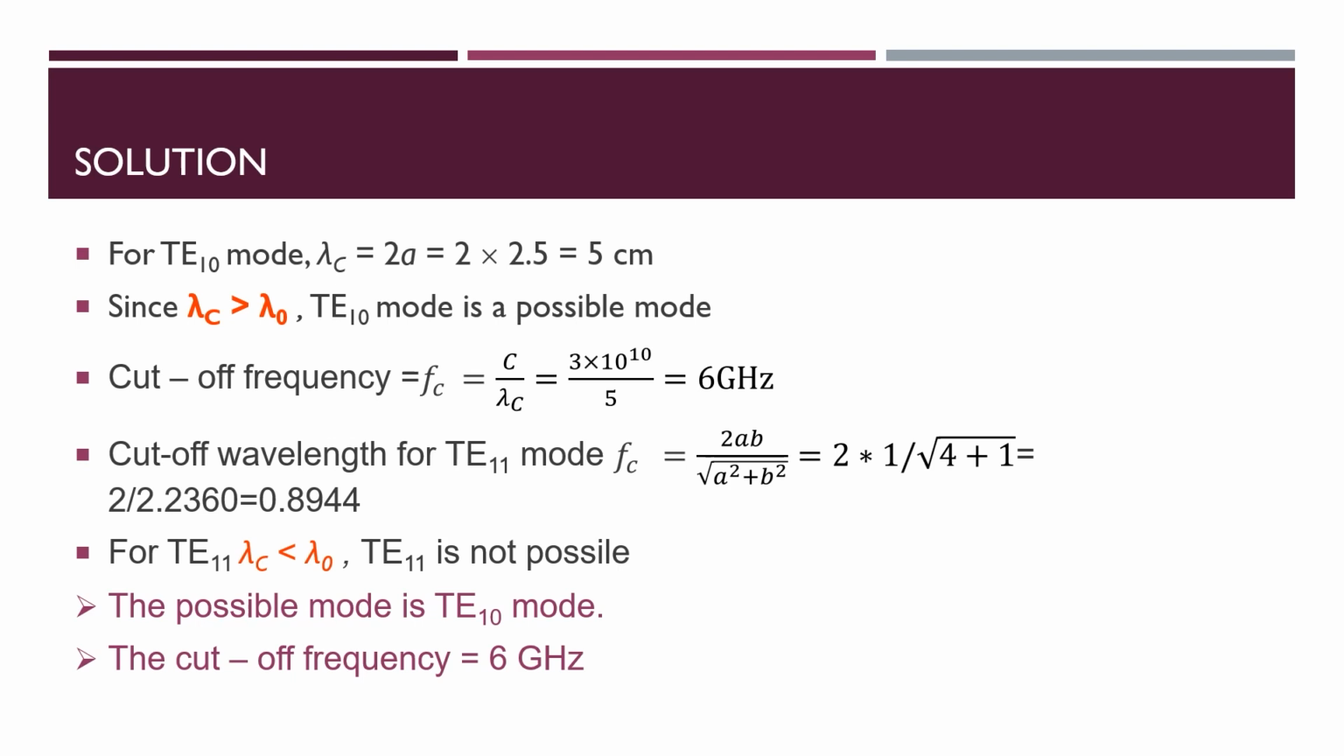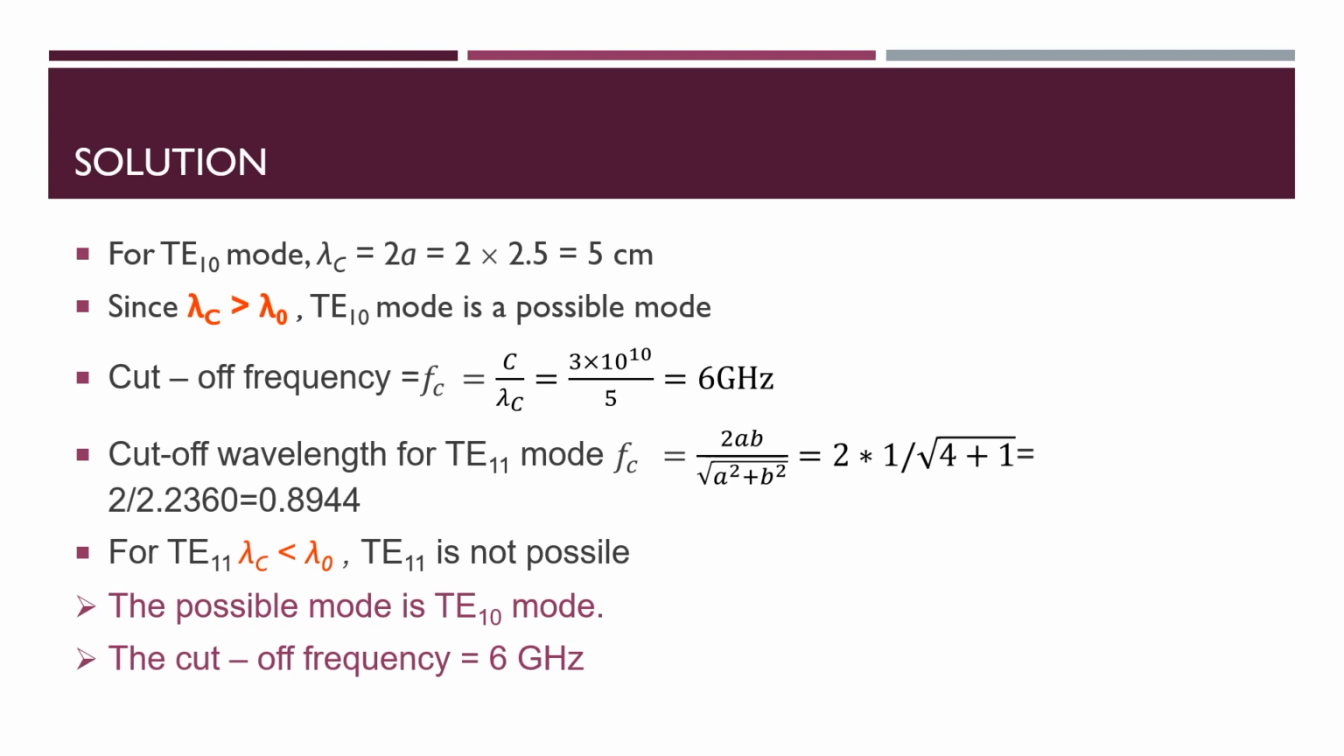Again, we have to calculate lambda c, which is 2A. A is 2.5, so it is 5 centimeter. Since lambda c is greater than lambda 0, TE10 mode is a possible mode. The cutoff frequency for this is c divided by lambda c, which is 3 × 10^10 divided by 5, equal to 6 gigahertz.